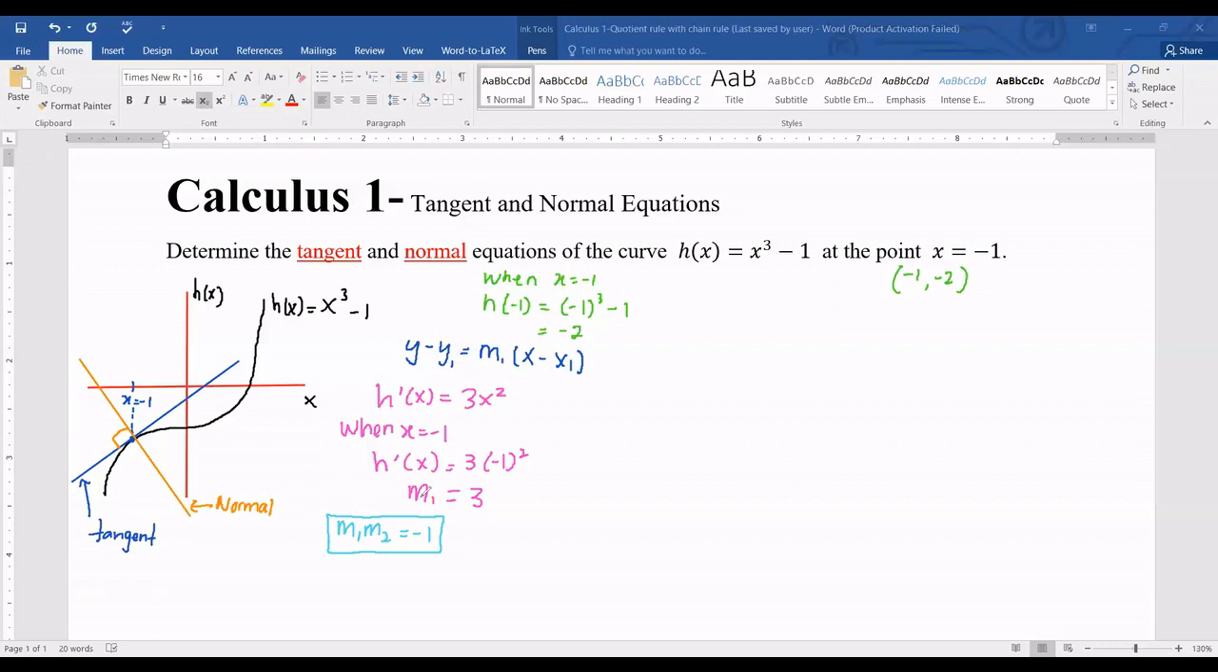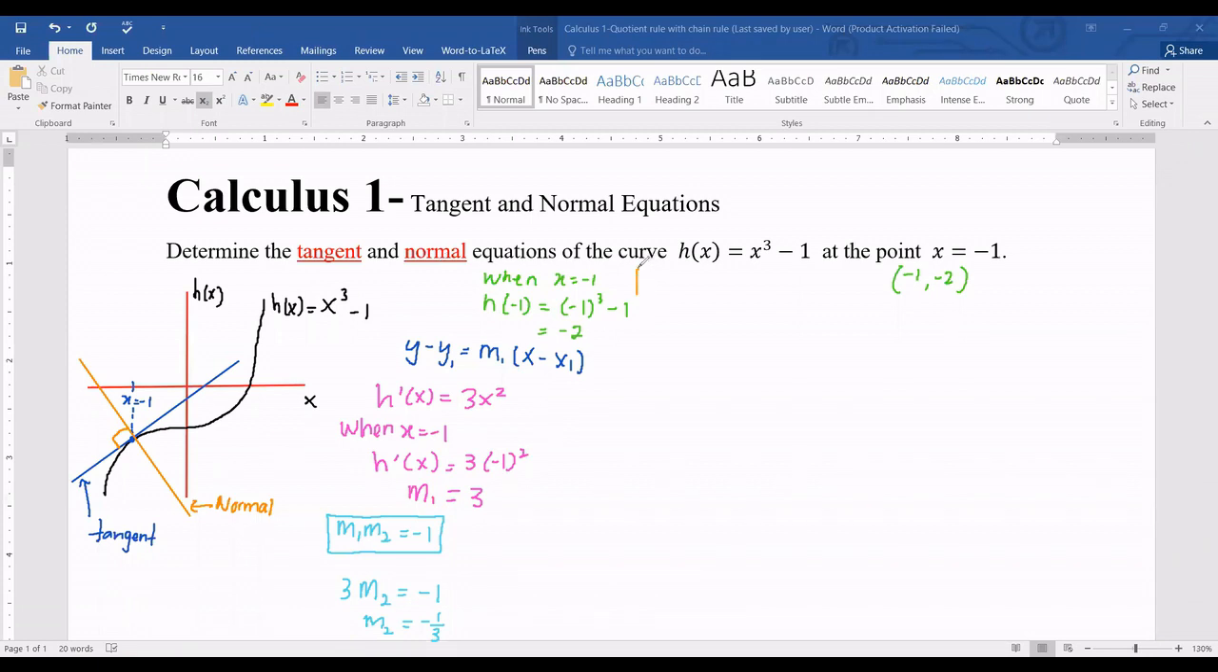Alright, as we know now, m1 is 3. So m2 is what we're going to determine. So now m2 is minus 1 over 3. Let me just move on to the next steps.